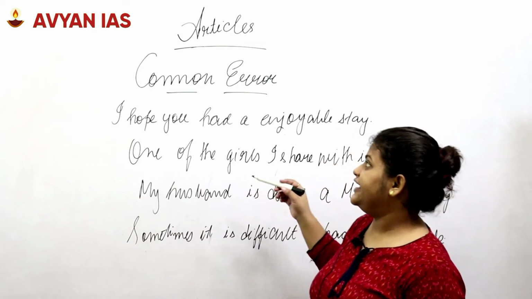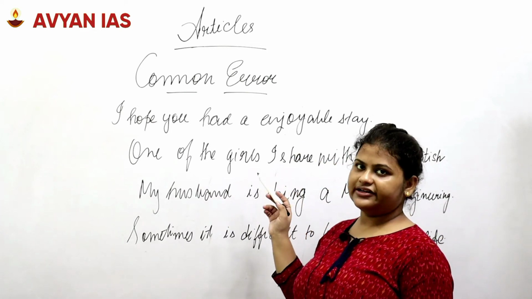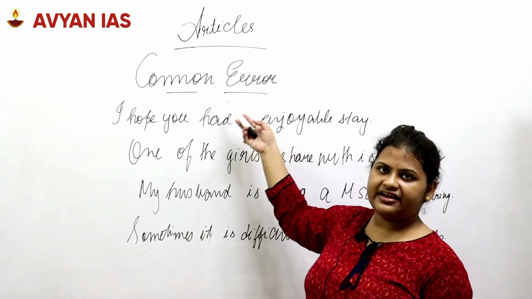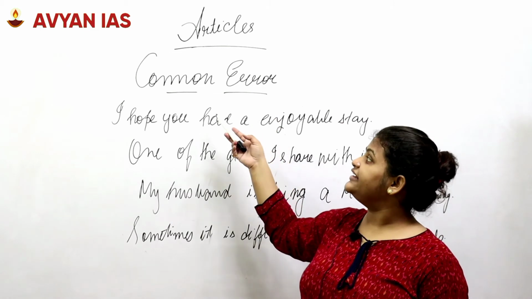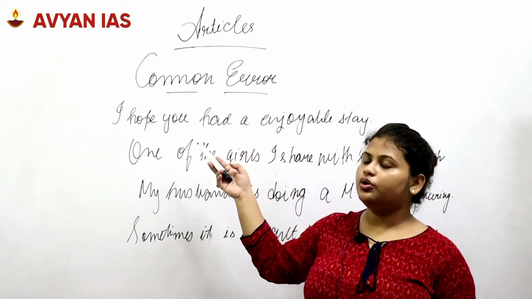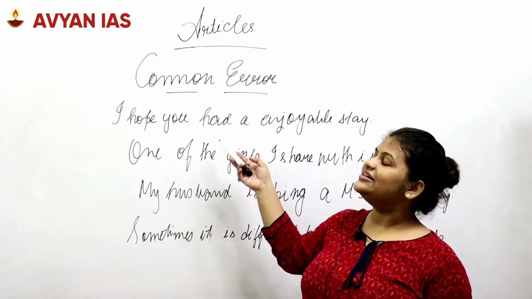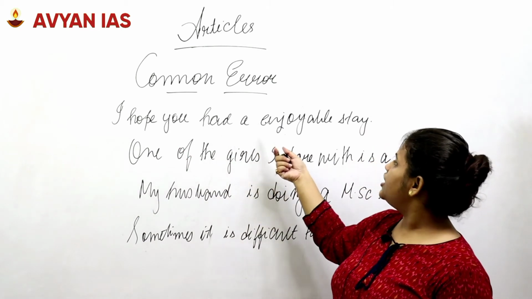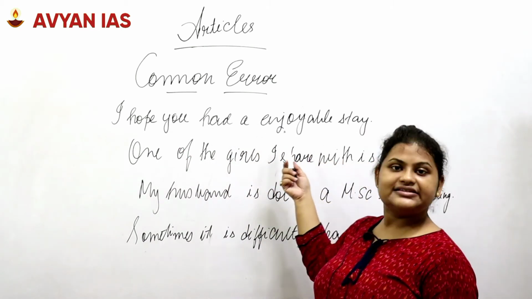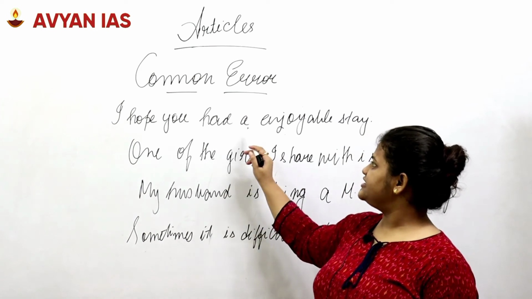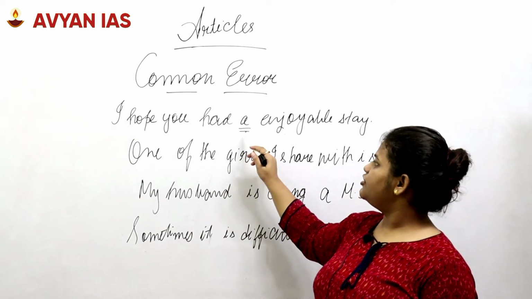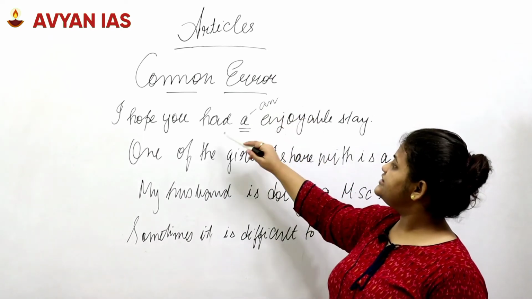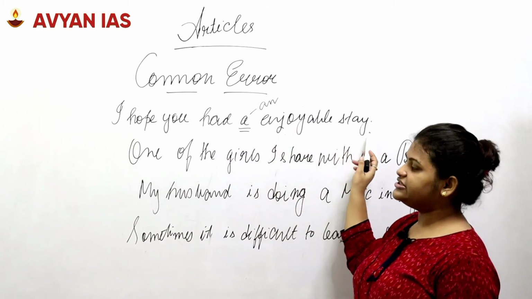So, as I was saying about the particular usage of articles, I would be pointing towards a very few common errors which you might be asked to correct in any one of your examinations, and also these are errors which we make while speaking as well. For example, I hope you had a enjoyable stay. Some of you by now might have been able to understand that using a is wrong in this sentence. What we have to use here is an. I hope you had an enjoyable stay.